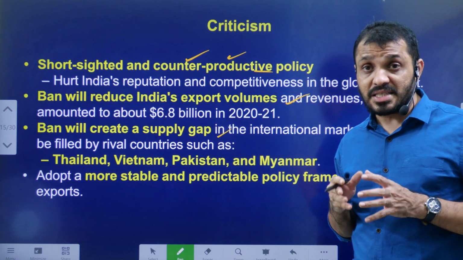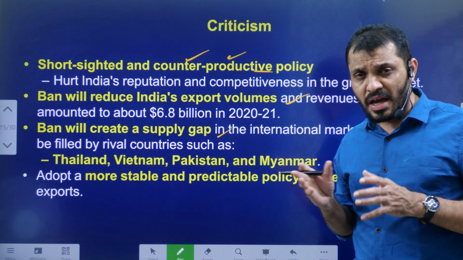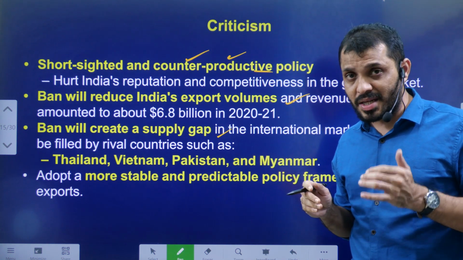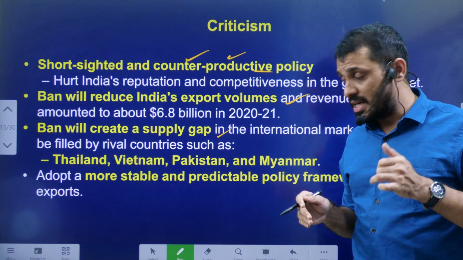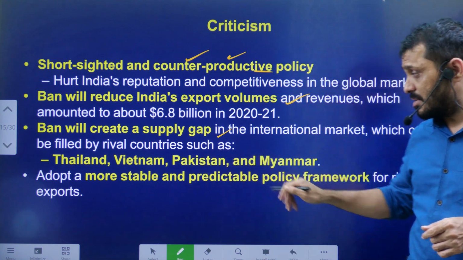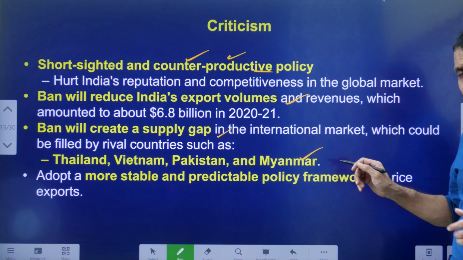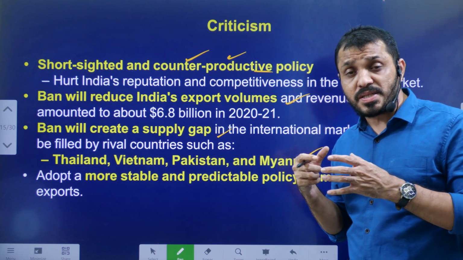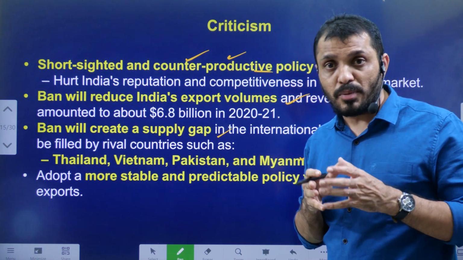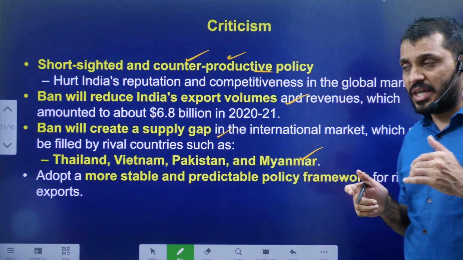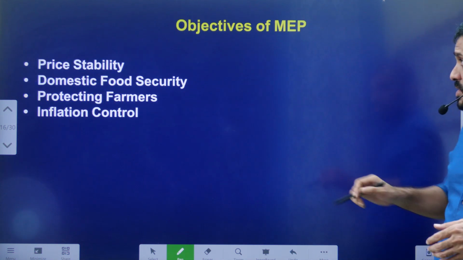So many African countries are depending on exports from India, and this will also give opportunities to other countries to compensate the market, countries such as Pakistan, Vietnam and Myanmar. And rather than this kind of knee-jerk reaction, we have to go for a more stable policy so that we can face this kind of issue.